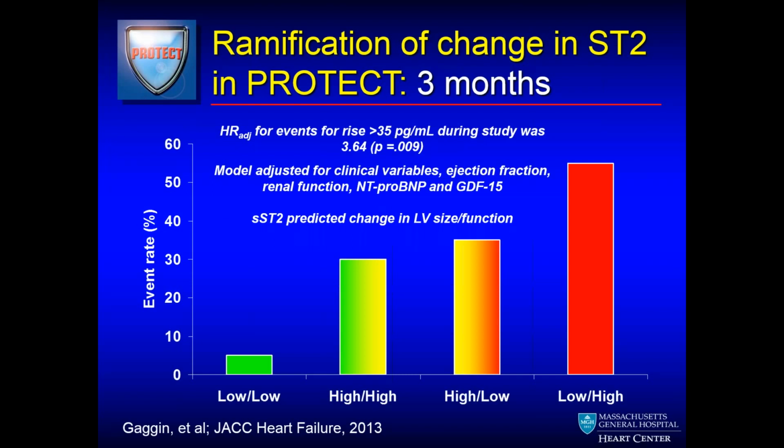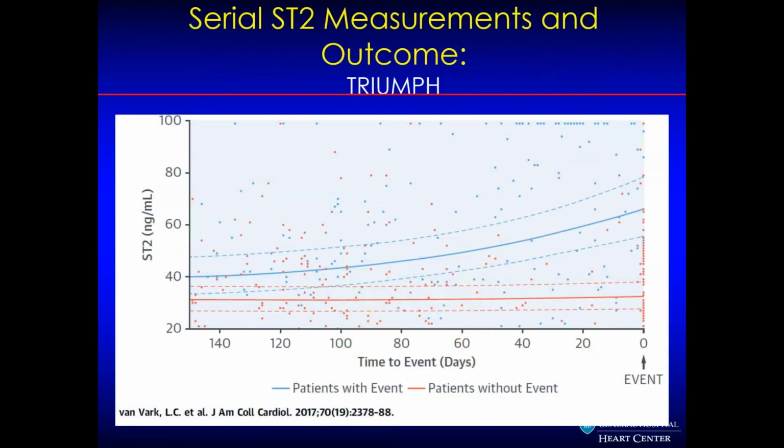We come back to the TRIUMPH study one more time, and in this study, once again, the investigators examined the trends in ST2 over time compared to the likelihood for an adverse event. In blue are the concentrations of ST2 in patients that had an event. In orange are the patients who were without an event. Over a 6-month period, patients that were above 35 nanograms per milliliter, and in particular those with a rising concentration over time, were much more likely to suffer a complication of heart failure, either death or heart failure hospitalization.